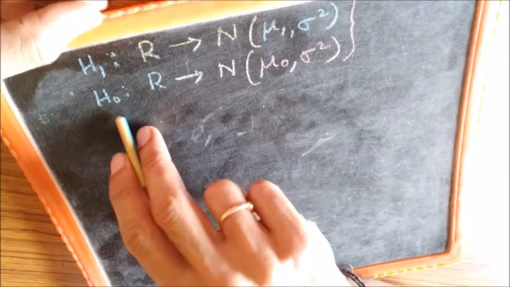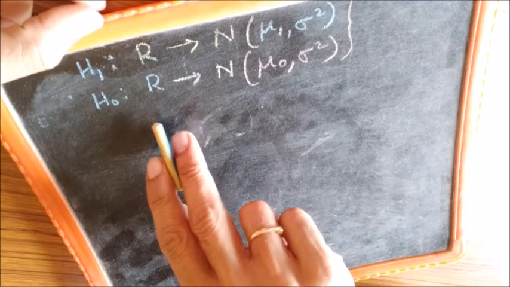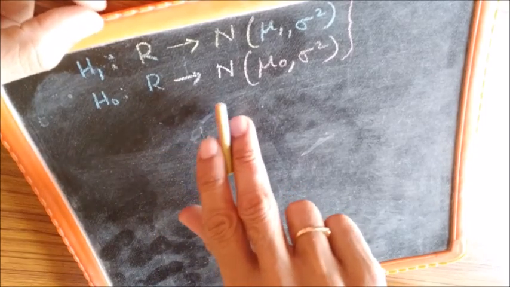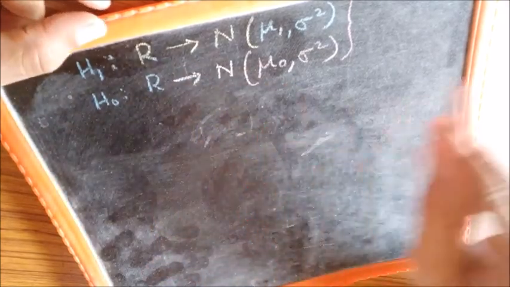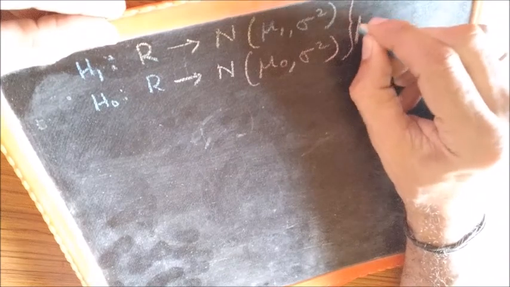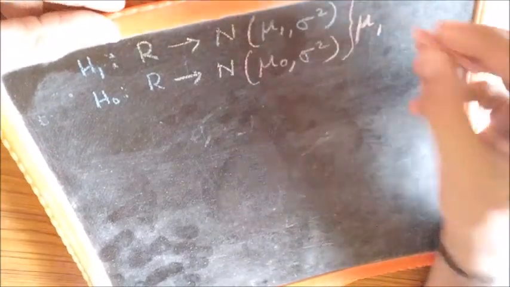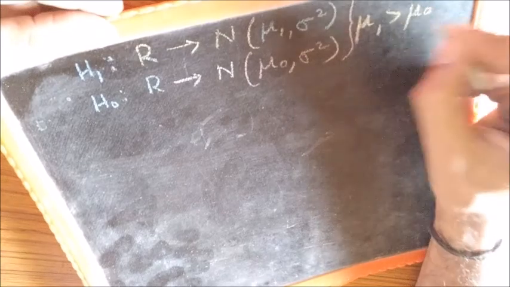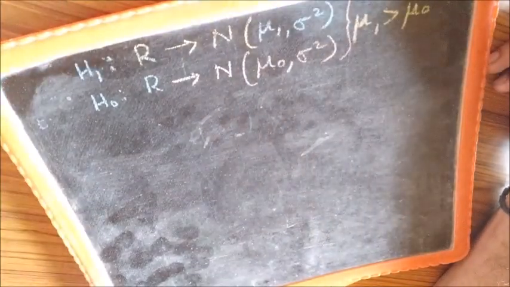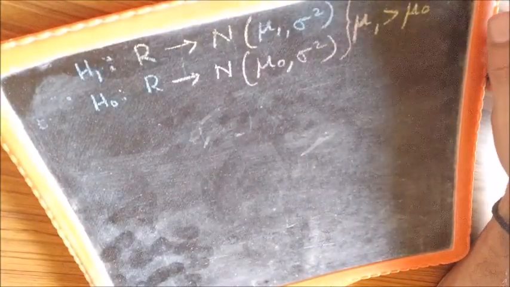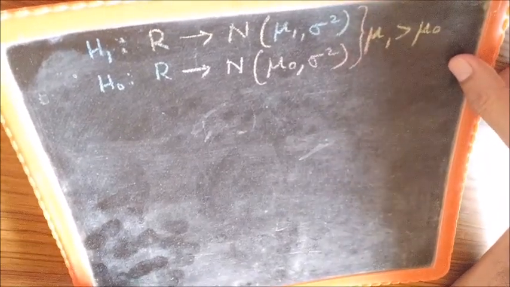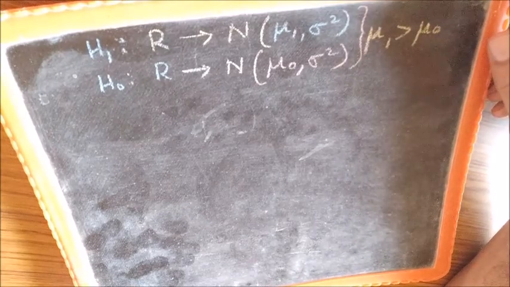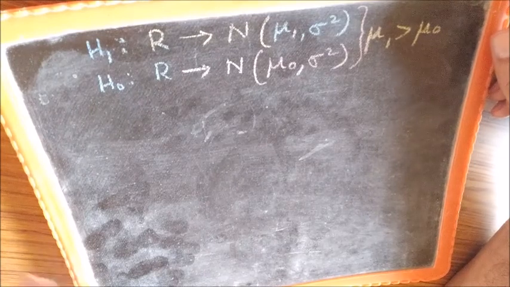And whenever H0 is the true hypothesis, we receive a random variable R which is again Gaussian distributed, normal distributed, with mean mu0 and variance sigma square. Further, we are told that mu1 is greater than mu0. So this is the statement of the problem, and this is the information that we have with us. We have to now develop a decision rule. In fact, we have already developed a decision rule. We have to just specialize that rule to this given problem, and let us see what happens.